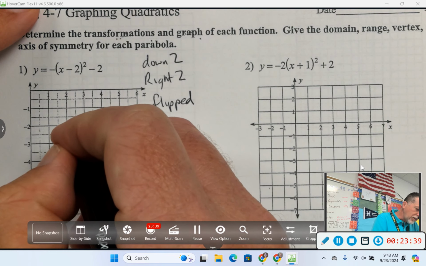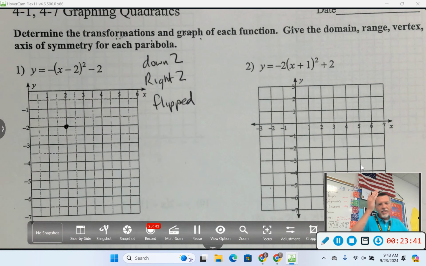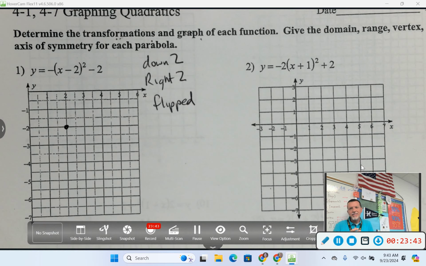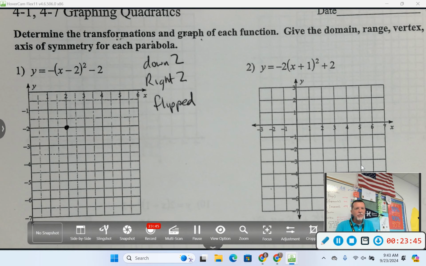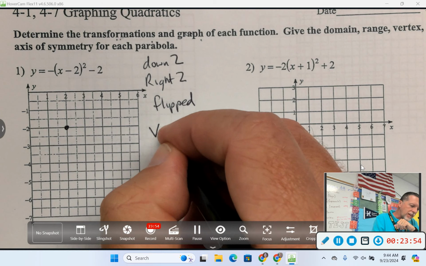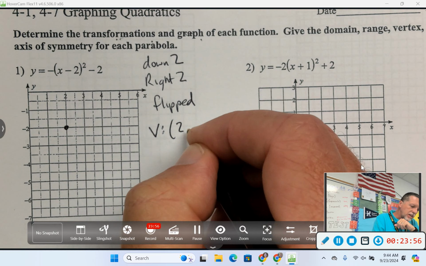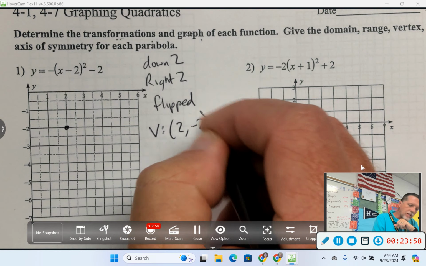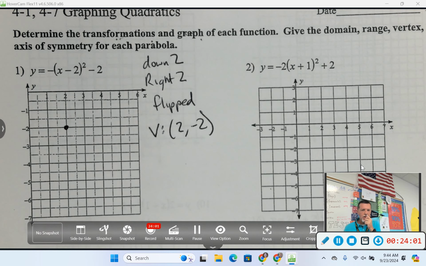Down 2, right 2. This one also has a grid that's a half rather than 1, so just be careful. Down 2, right 2. I guess we could label the vertex now, because that's what we just found. We went right 2 and then down 2. 2, negative 2.